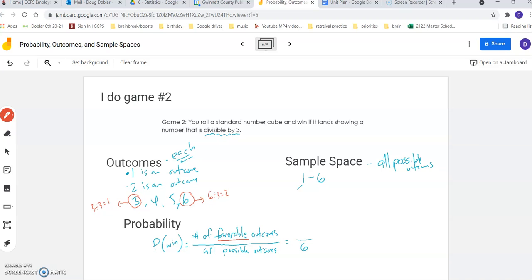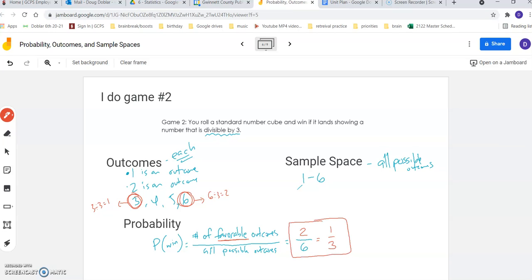So in this case, there are 6 possible outcomes, and 2 of them win me the game. So I have a 2 out of 6 chance of winning this game if I roll the die. That's a fraction. You can also reduce it to a 1 out of 3 chance. Those are both fine.